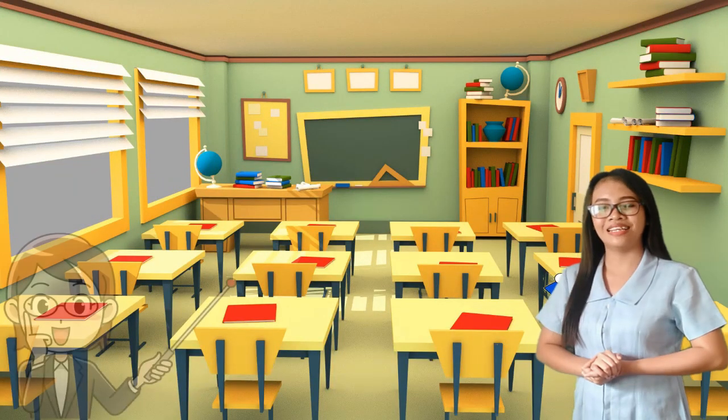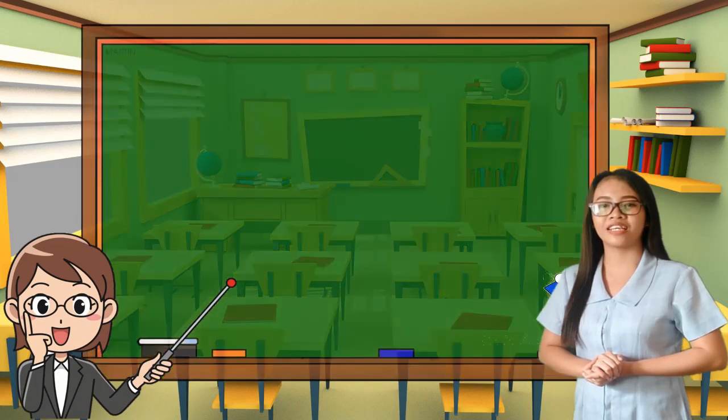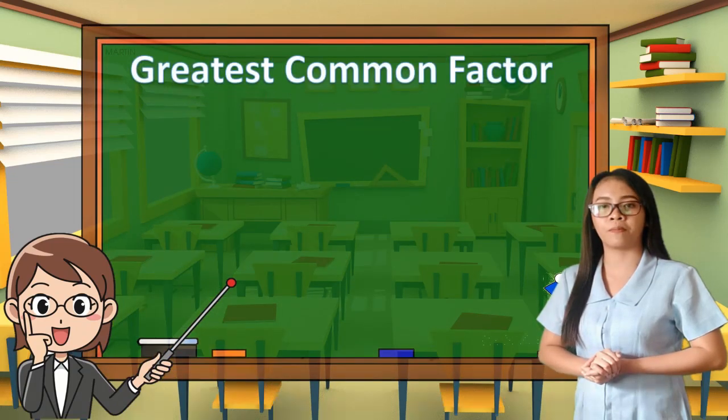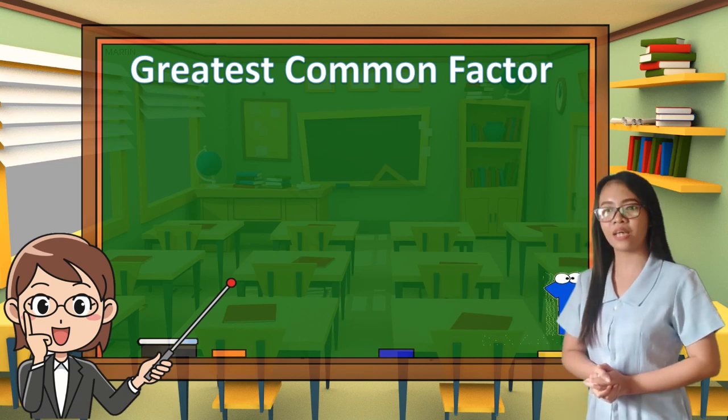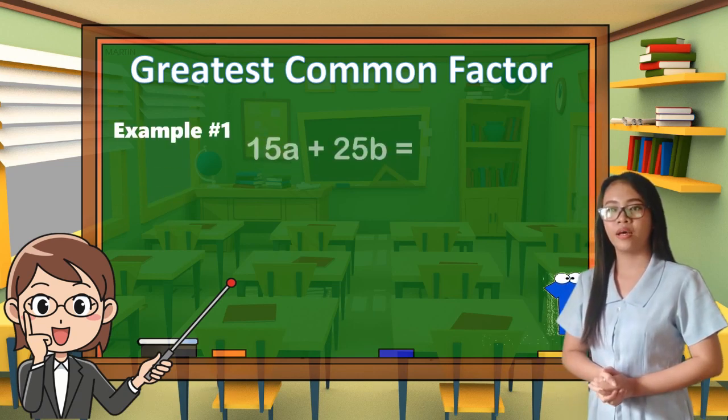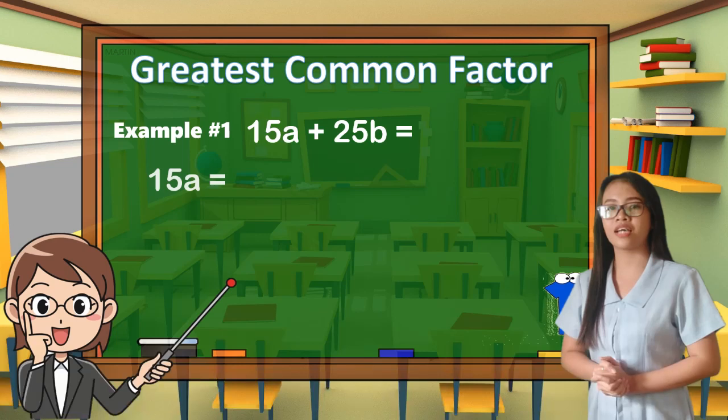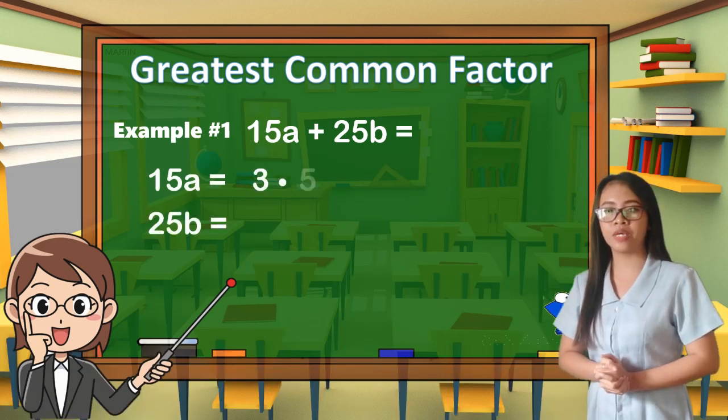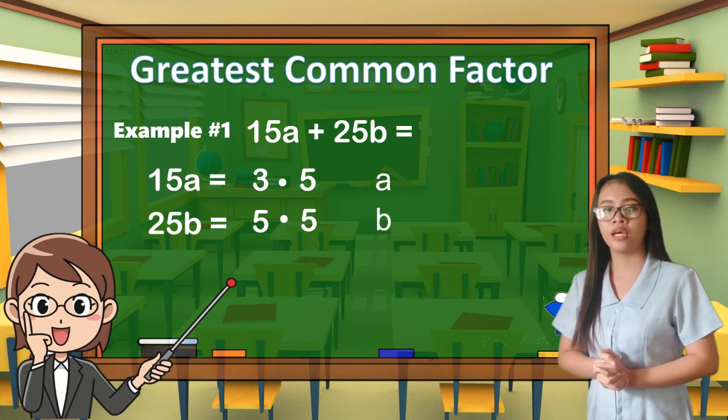So now, let's proceed to how we get the GCF in our example of this polynomial. Here is our example number 1: 15a plus 25b. 15a can be expressed as 3 times 5 times a. Same as 25b: 5 times 5 times b.